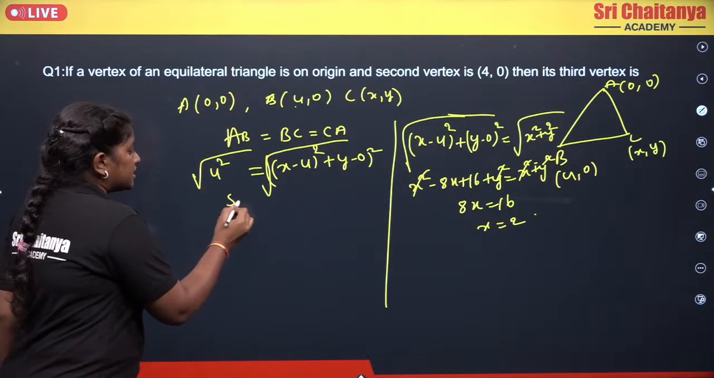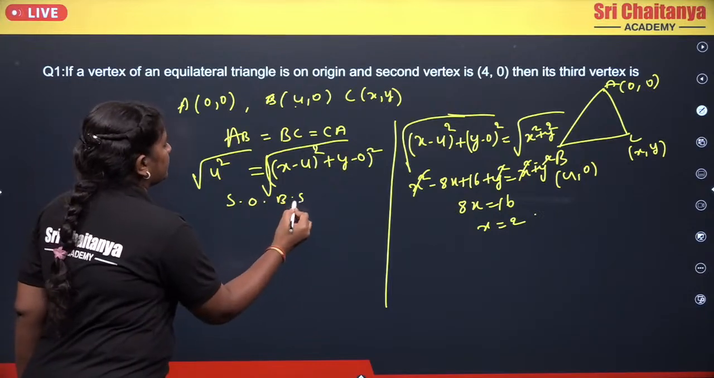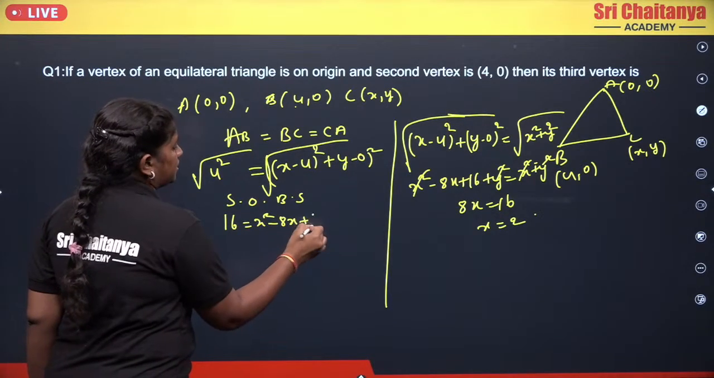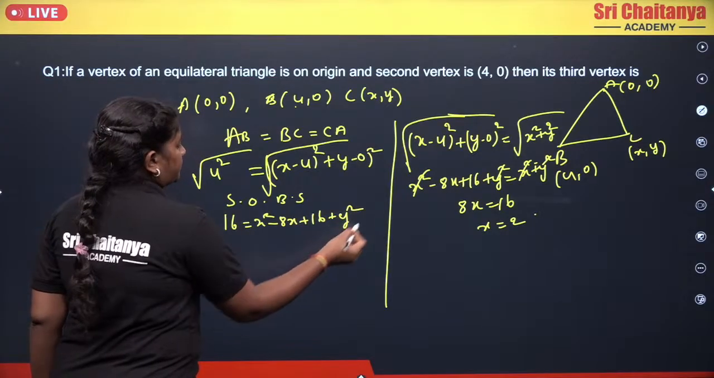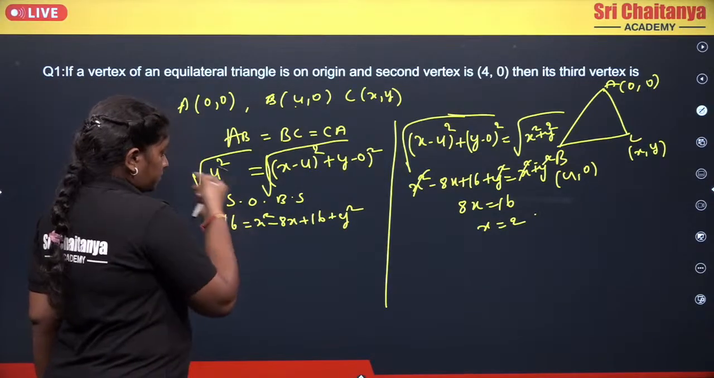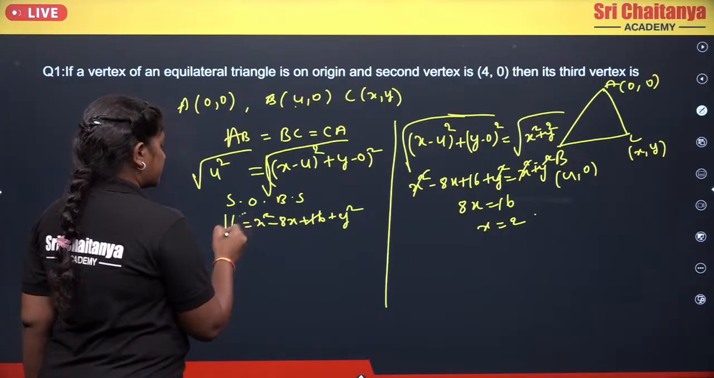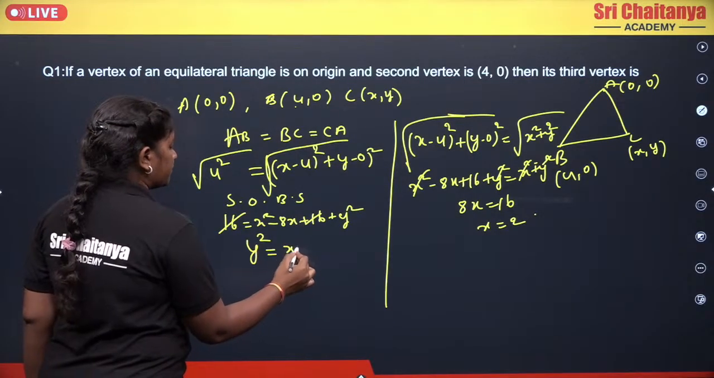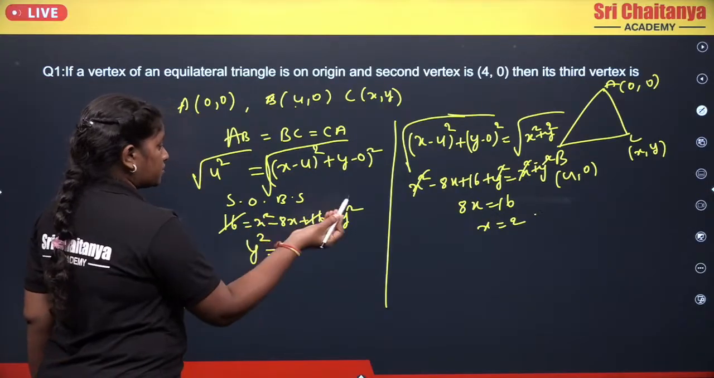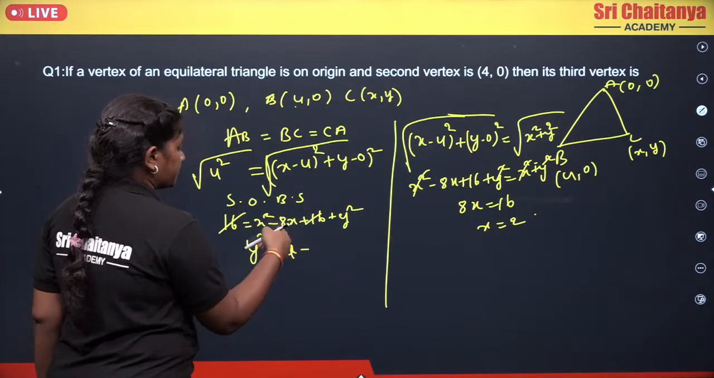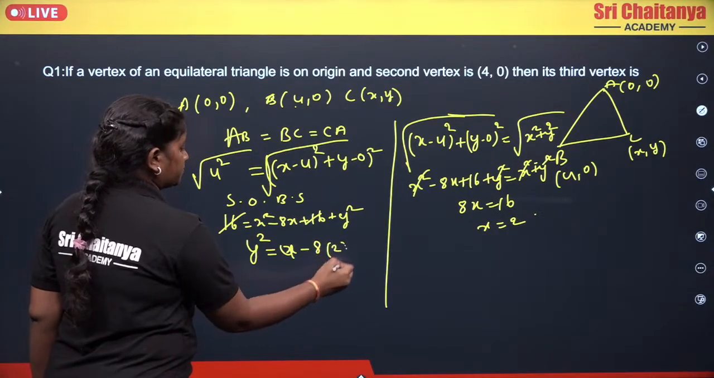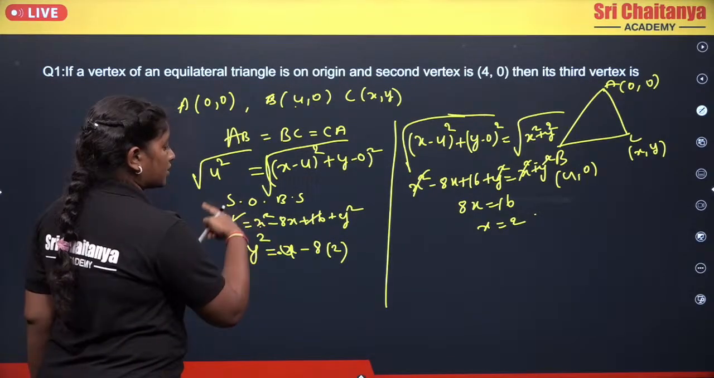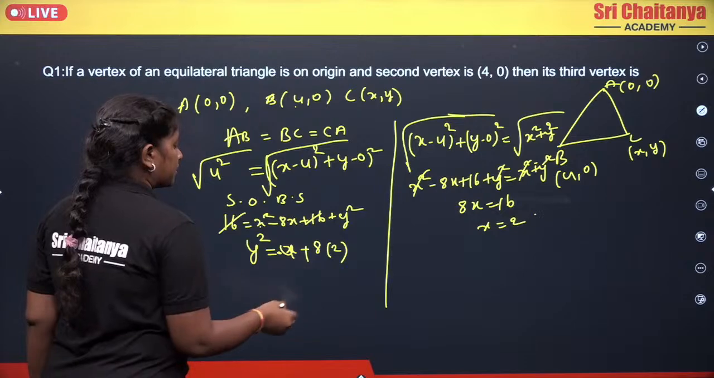Now once again squaring on both the sides. So 16 equals x square minus 8x plus 16 plus y square. Okay. So now our 16 will get cancelled. So what is our y square value? Y square value will be x square, 2 square, 4, minus 8 into 2. Okay. So it is minus also. Why? Because x square crossing over, it will become minus and it will become plus.